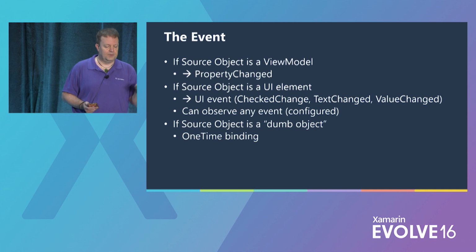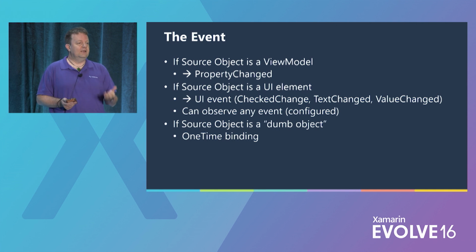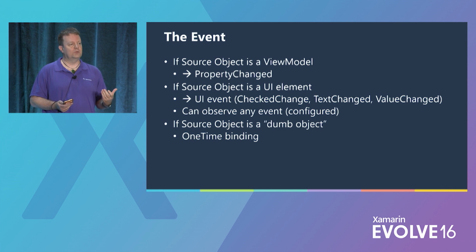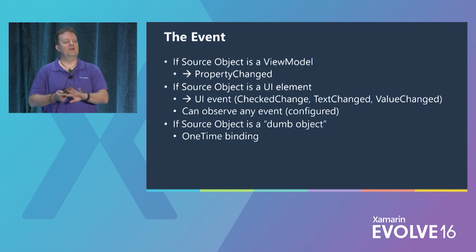And you'll see some samples in a moment. And finally, if the source object is a dumb object, what we sometimes call a POCO, plain old CLR object, it doesn't have any event, it doesn't really raise any property change. In that case, the binding is still going to work, but it's what we call a one-time binding, meaning that the value is set from the source to the target once, and then any subsequent changes are ignored.